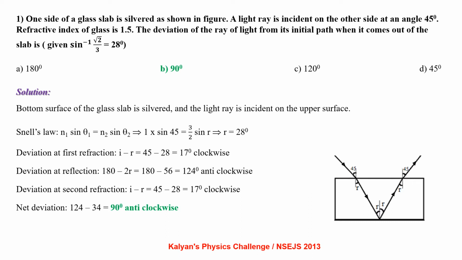Deviation at reflection is 180 minus 2r, that comes out to be 124 degrees anti-clockwise. Deviation at second refraction is again i minus r, which is 17 degrees clockwise. So the net deviation is 124 minus 34, that comes out to be 90 degrees in anti-clockwise direction.